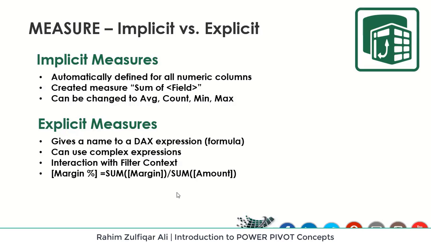There is one example of DAX: if we want to calculate the percentage margin, we have to sum the margin column first and then divide it by the sum of the amount column. So this is one primary example that we can customize, and we start writing our own business logic from the data sets in the form of DAX, which are called explicit measures.